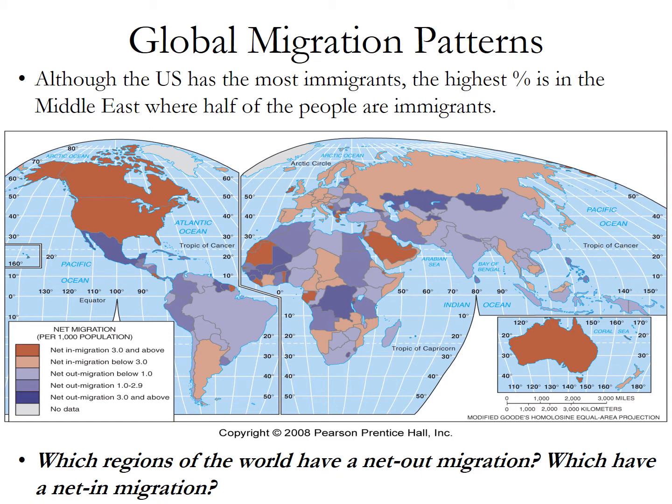Okay, so global migration patterns. If you look at the map, we can see that the purple shaded areas are the net out migration. That means more people are leaving than coming in. And if you look at the brown shaded areas, that means they have a net in migration. So you should be able to see a pattern, it's pretty predictable that the net out migration is coming from the developing world, and people are going to the developed world.